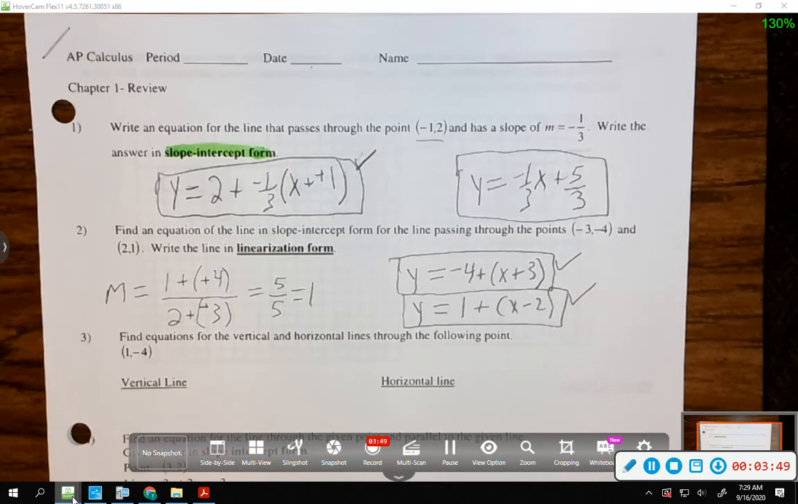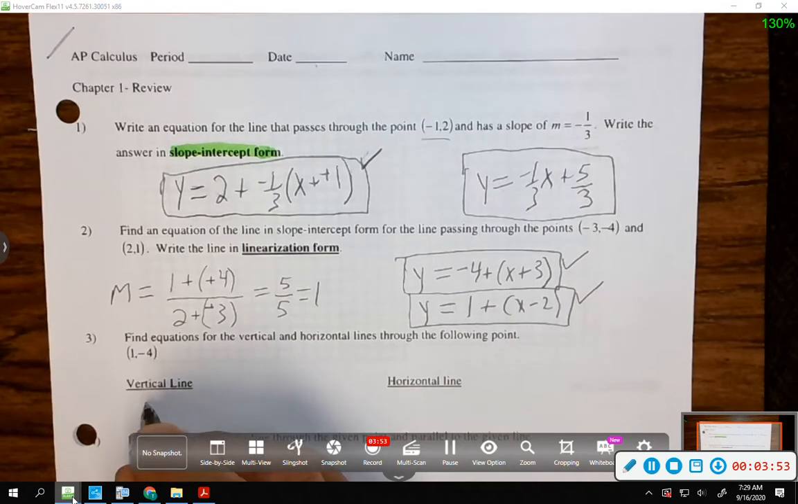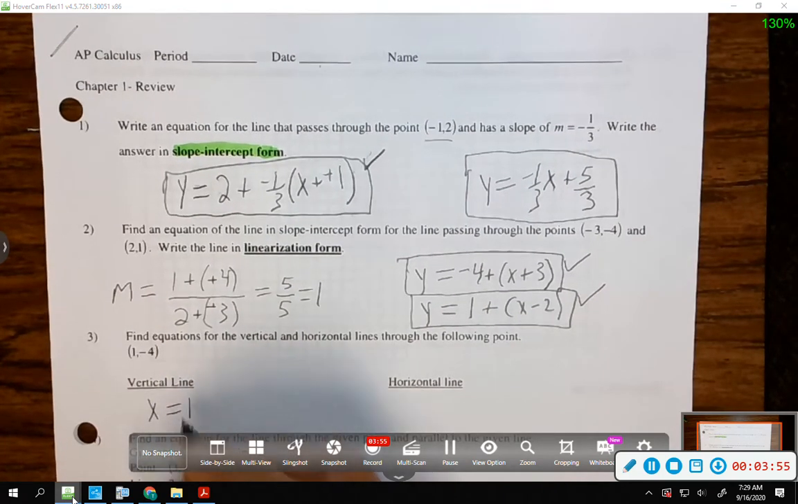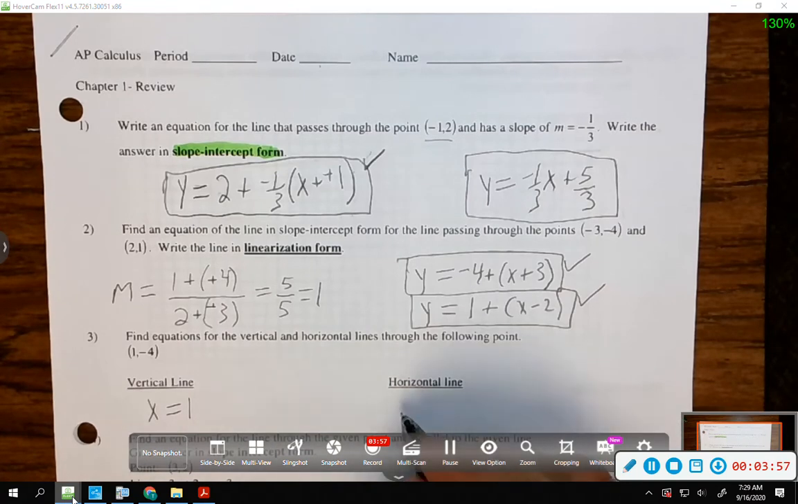Find the equation of the vertical and horizontal line. It's this easy. A vertical line through a point is always x equals the x coordinate. A horizontal line through a point is always y equals the y coordinate. Done. I'll have blanks just like that for you to write it in.